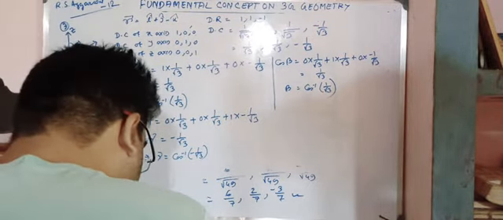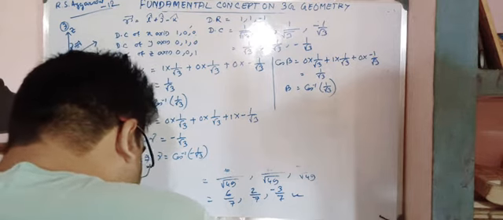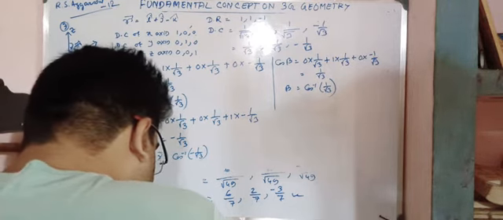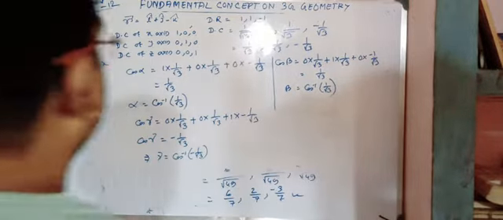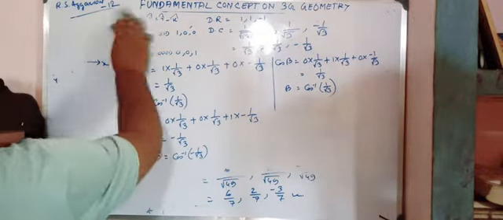The question is given here. Find the angle between the lines whose direction ratios are this. It's a very easy question also.